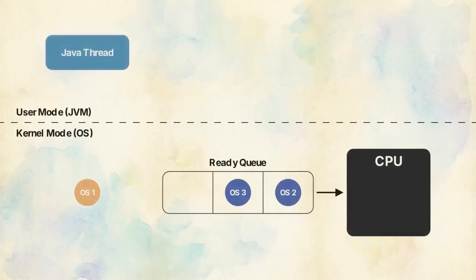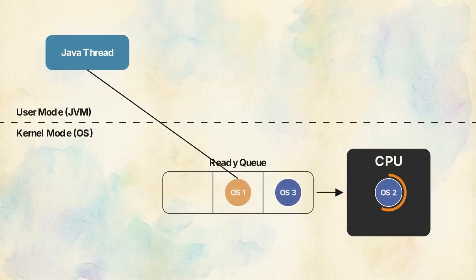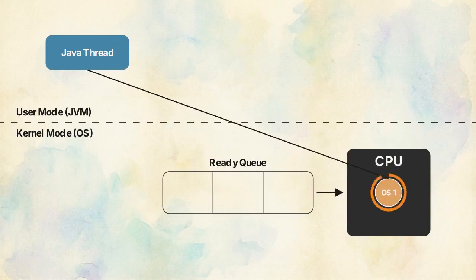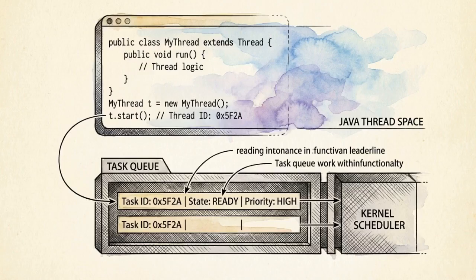Once that one-to-one mapping is established, the Java thread enters a queue, where it must wait for the operating system scheduler to grant it a slice of physical CPU time. Java thread management is tightly bound by native OS scheduling rules. You are effectively piloting OS threads.